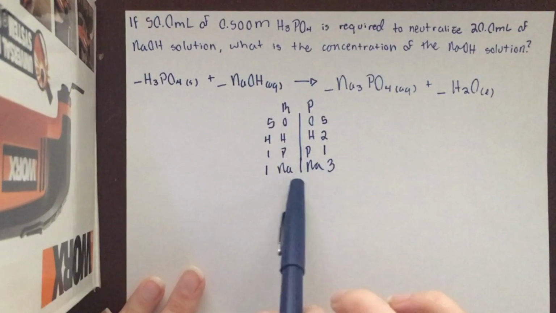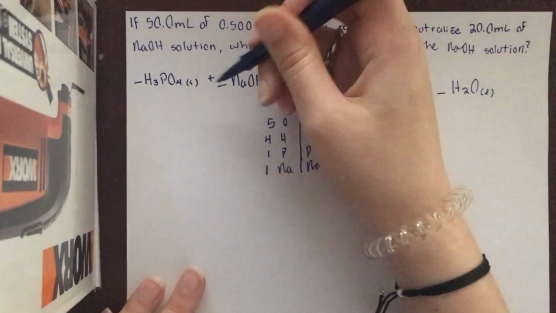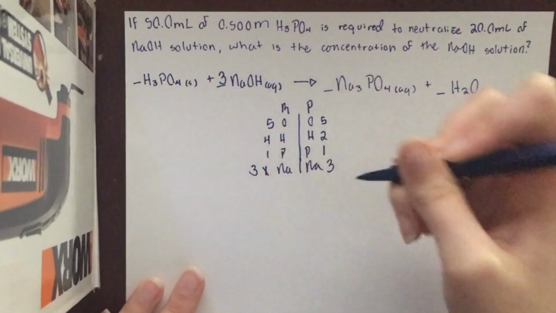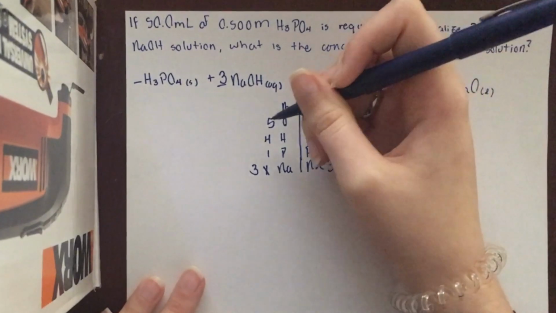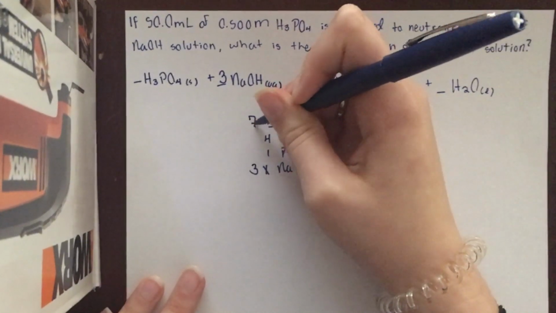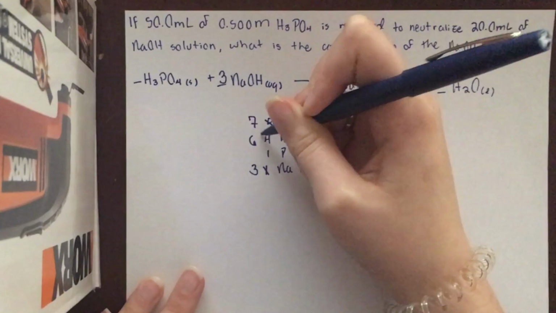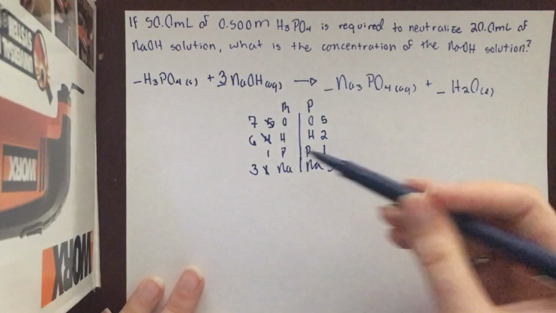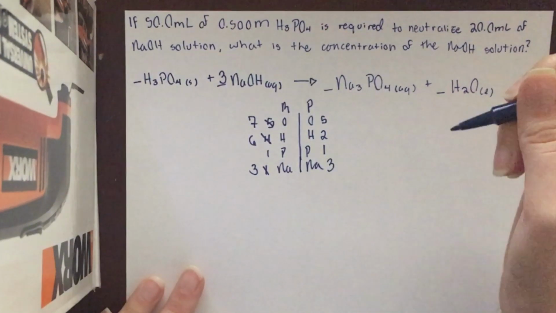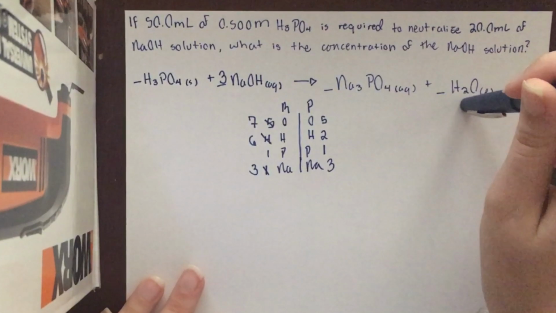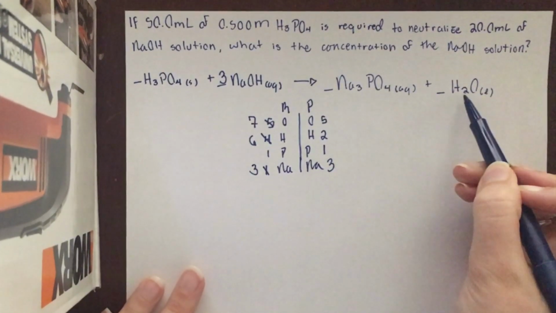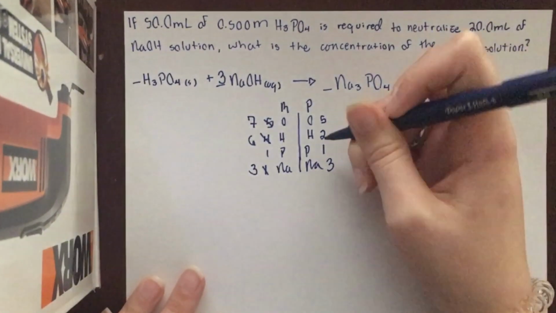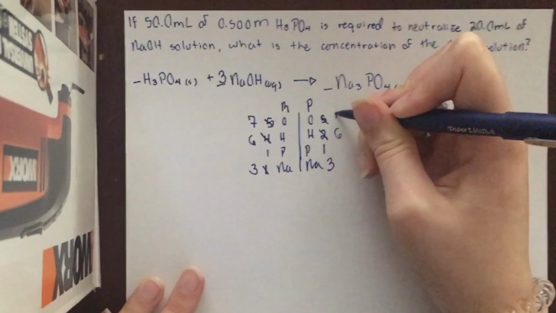So the easiest thing to do first would be to balance our sodium by simply putting a 3 in the coefficient in front of our sodium hydroxide, which balances our sodium, but then it messes up our oxygen and hydrogen on the reactant side, giving us 7 oxygen and 6 hydrogen. So next we have to balance our hydrogen and oxygen by adding a coefficient in front of our water. Since we have 6 hydrogen, the easiest thing to do is put a 3 in the coefficient in front of our water as well, which then balances our equation.